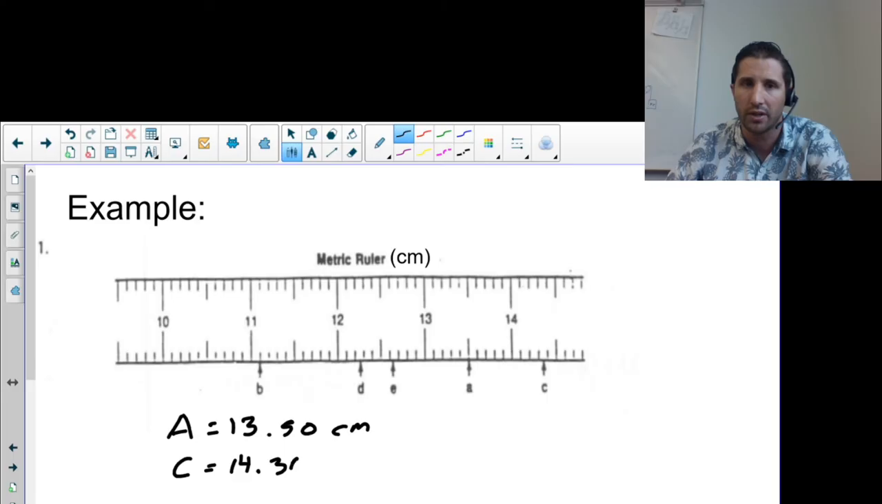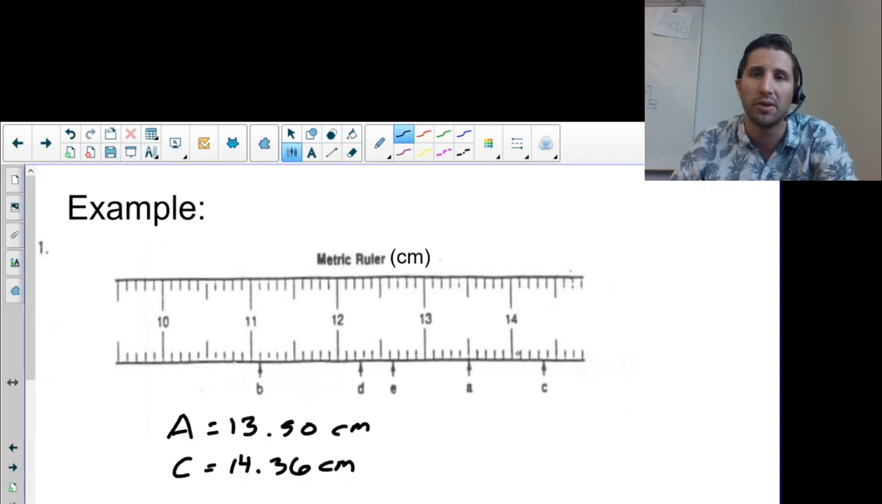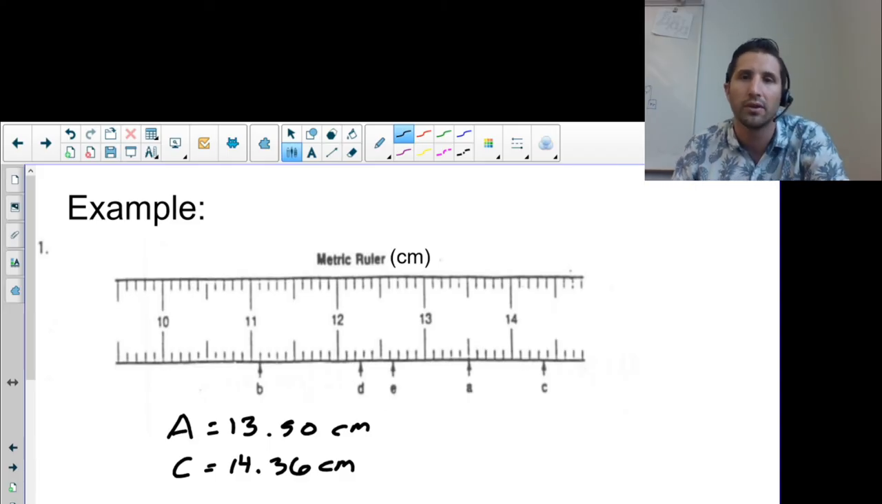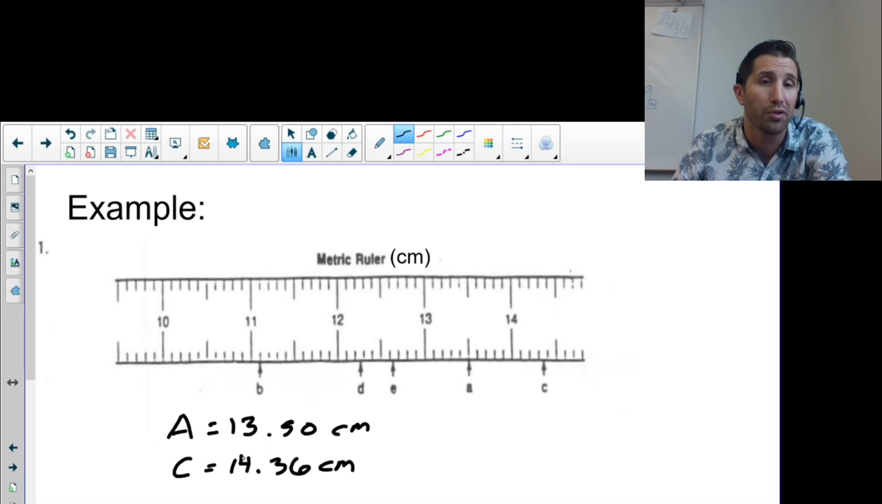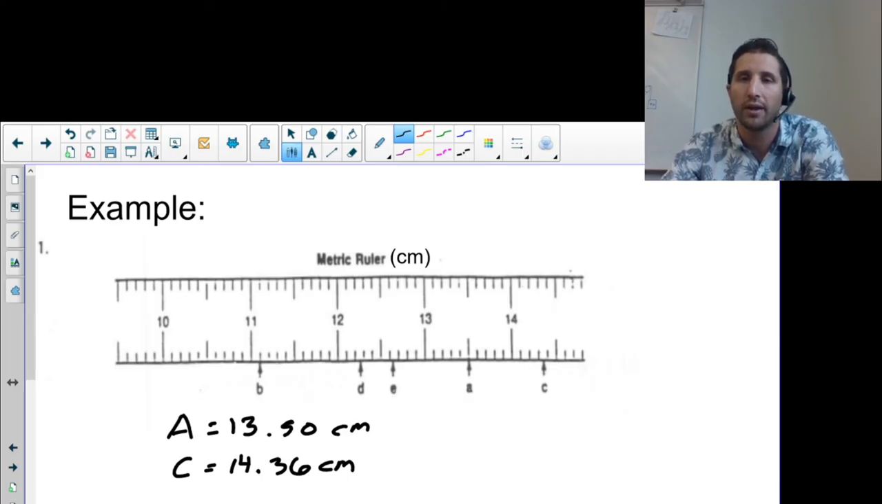Maybe we don't agree on that 6. That's why this last digit is understood to be an estimate. Maybe you say it's 14.37. Maybe you say it's 14.35. We both agree on 14.3. We might not agree on that last digit, and that's really the point. Write down to the highest level of precision you can, and then estimate the last digit.